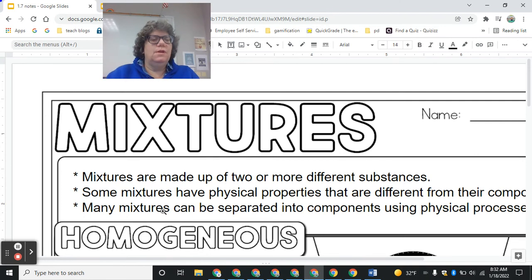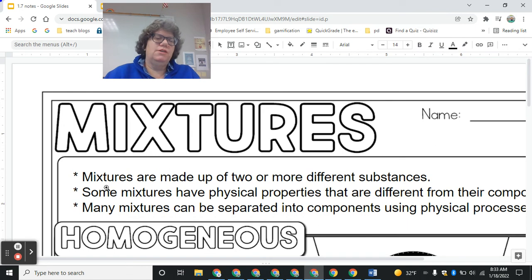Hello, and welcome to lesson 1.7, which is all about mixtures. By now, you should have made your first mixture of concrete, and so hopefully, you have a little idea of what mixtures are. But we want to define some terms and talk about them in more detail.